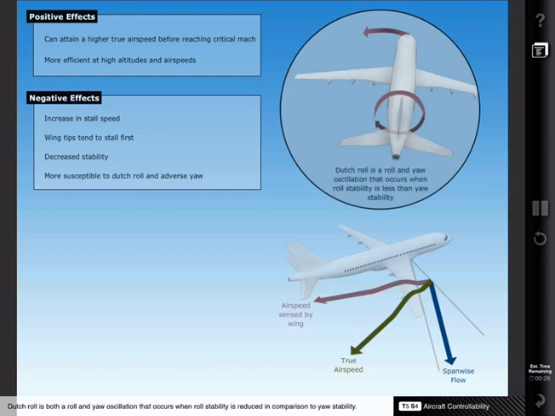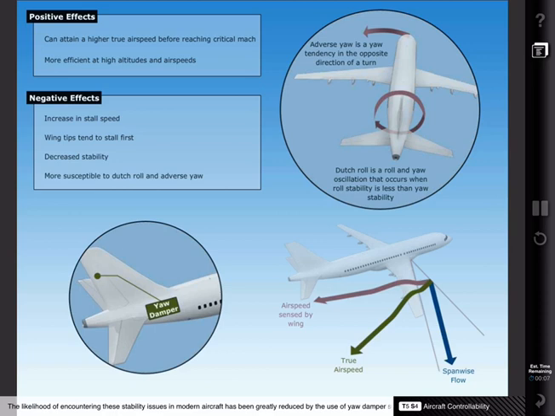Dutch roll is both a roll and yaw oscillation that occurs when roll stability is reduced in comparison to yaw stability. If the problem is not corrected, the oscillations tend to increase, compromising aircraft stability. Adverse yaw is a yaw tendency in the opposite direction of a turn. The likelihood of encountering these stability issues in modern aircraft has been greatly reduced by the use of yaw damper systems.